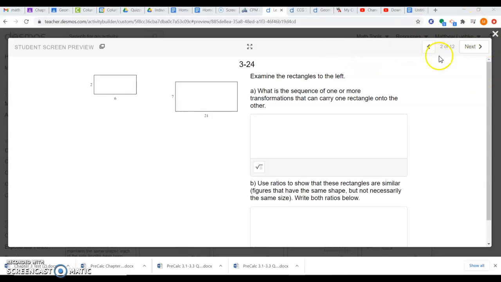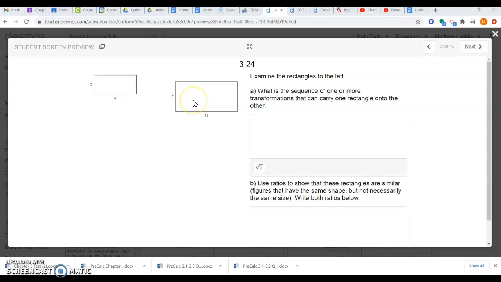Okay, here is the video to explain slide 2 in lesson 3.1.3. And so in part A here, it's asking what sequence of transformations will carry the one rectangle onto the other. So I'm going to look at going from this left rectangle, how am I going to get it to land on top of the right rectangle here?